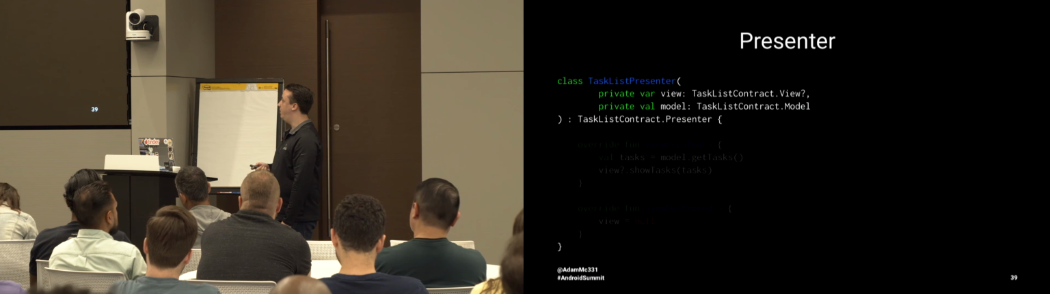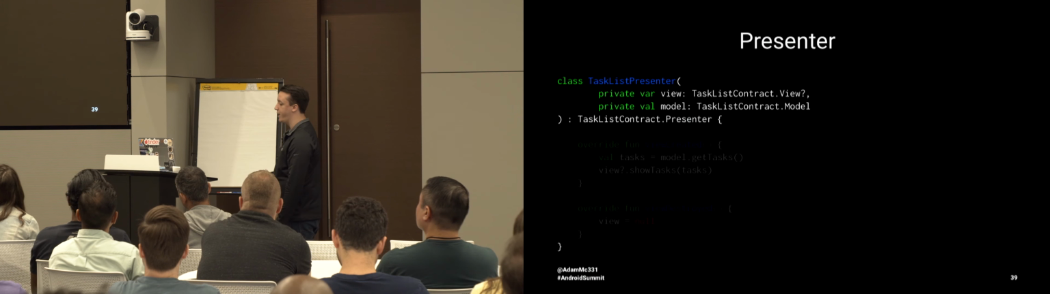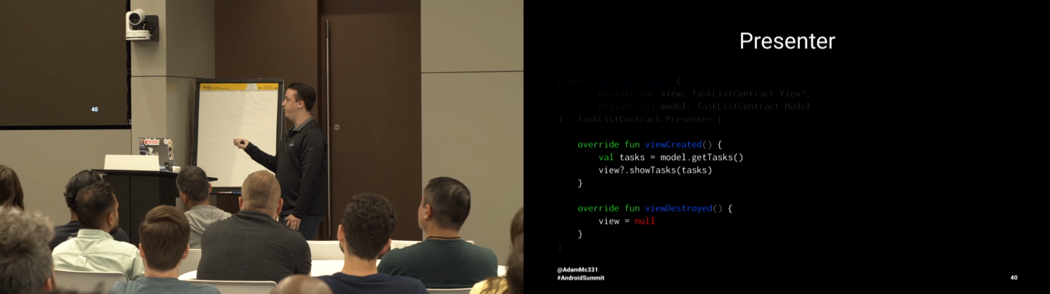So then the implementation of this is relatively straightforward. Our presenter has a reference to the view, a reference to the model, and it extends the class from our contract. When the view is created, we want to fetch those tasks and show those tasks. And then when the view is destroyed, we null out that reference.